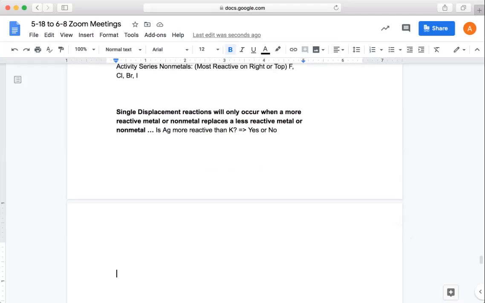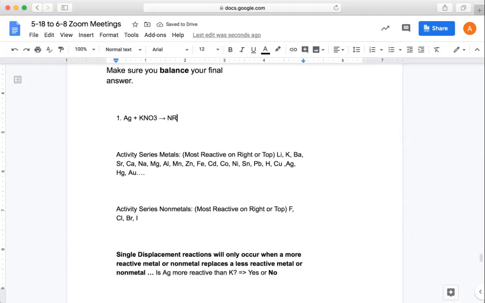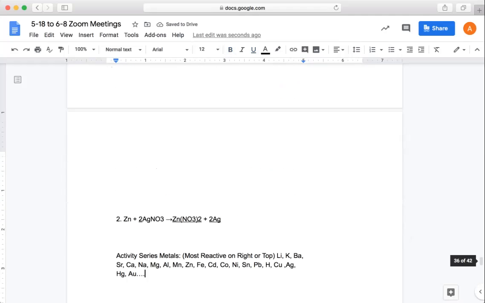Single replacement reactions will only occur when a more reactive metal or nonmetal replaces a less reactive metal or nonmetal. Is Ag more reactive than K? If the answer is no, your outcome is no reaction, or NR. So let's look at the next problem.